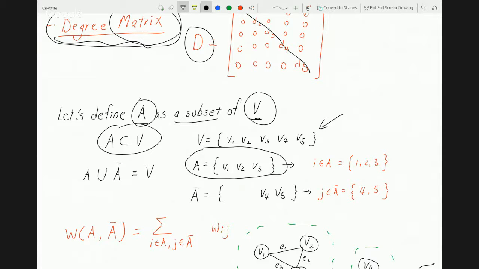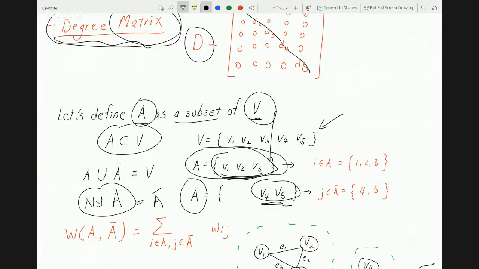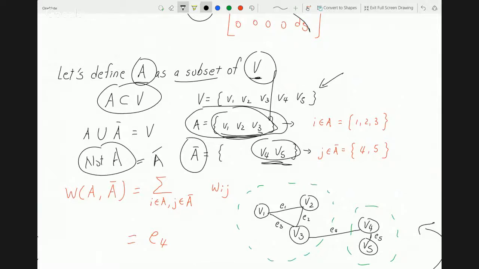Now, I also want to introduce the notation of this bar right here. This means not A. So if A is 1, 2, 3, A bar is 4, 5. Whatever is not A is in here, such that if we have A combined with not A, it gets the V back. And that makes a lot of sense.